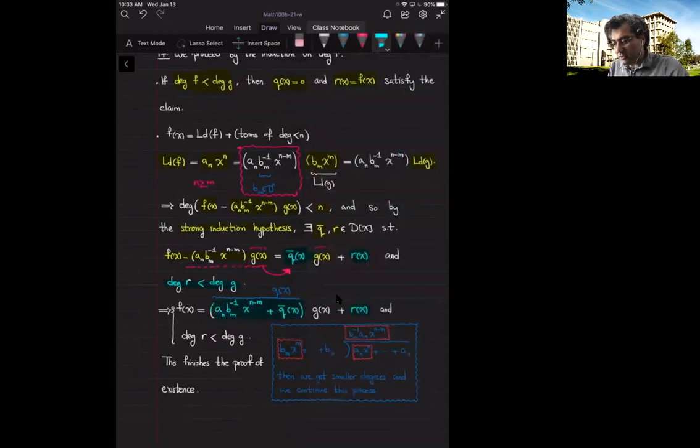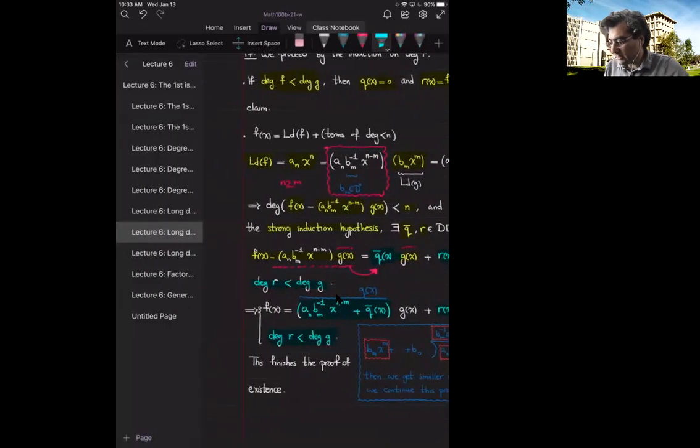You see, f is going to be q times g plus r. And degree of r is strictly less than degree of g. And that finishes the proof. That shows me that we have such q and r using strong induction. And this is exactly how we do long division, how you have learned to do long division.